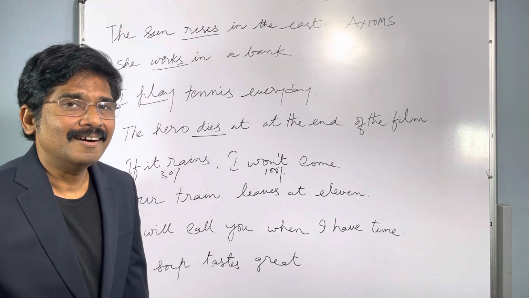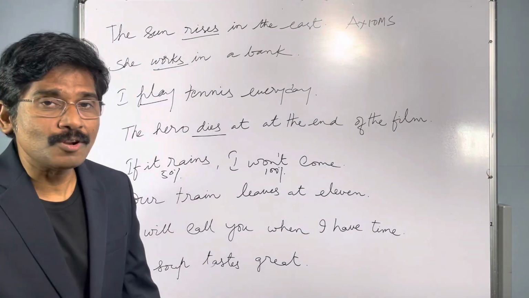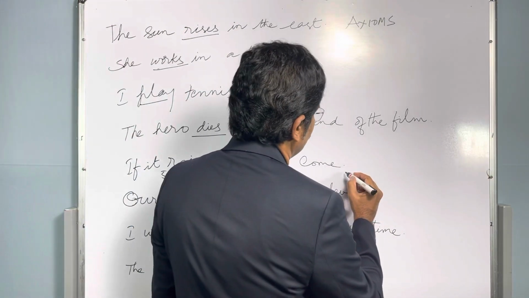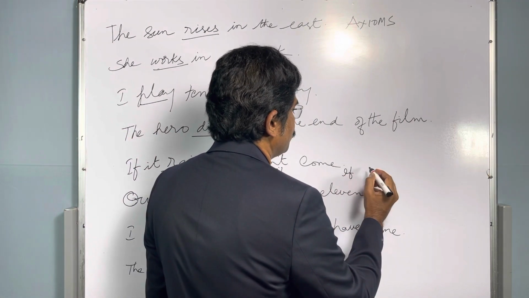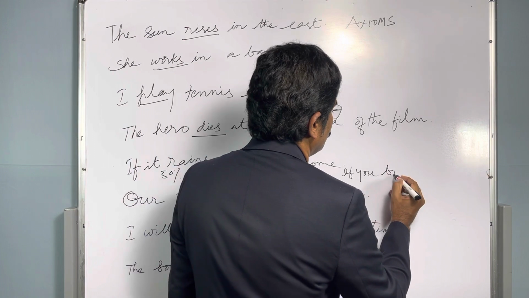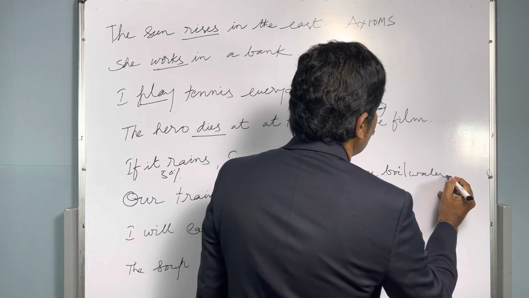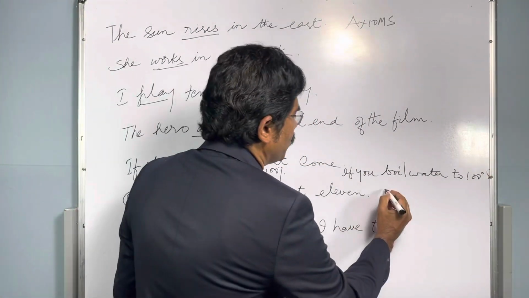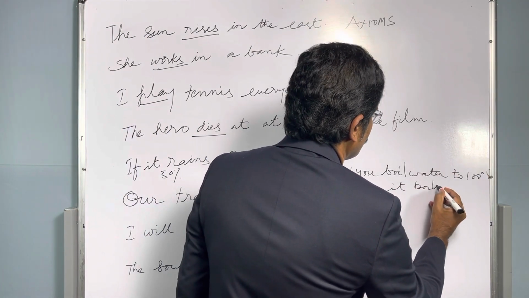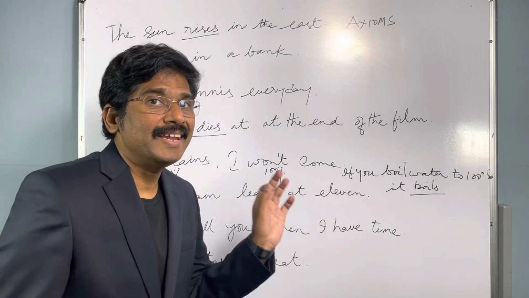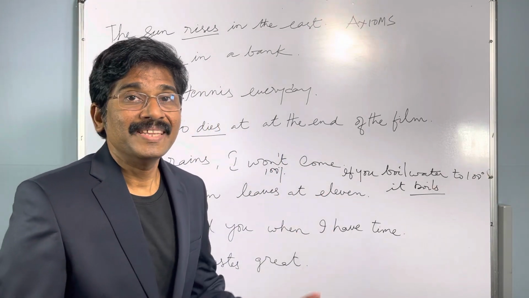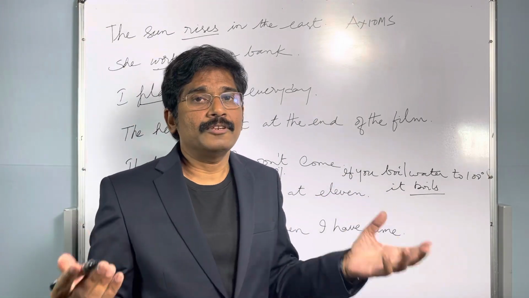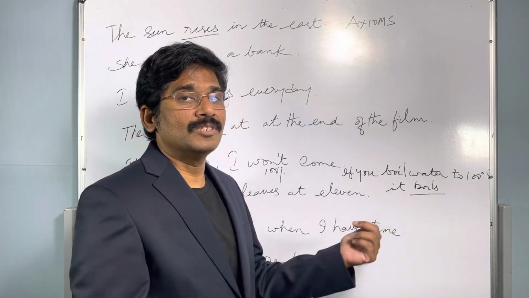And there is another way of using that, called zero conditional. So what is a zero conditional? If you boil water to 100 degrees, it boils. We don't say it will boil. We say it boils. So this is called the zero conditional. This is a scientific truth. Mostly scientific truths are said in this way. They use the simple present.